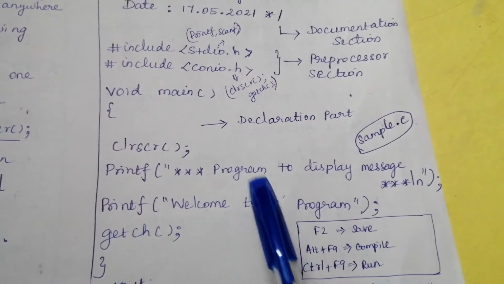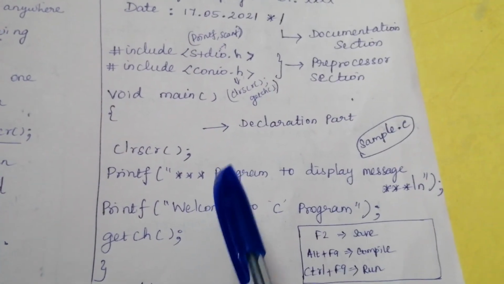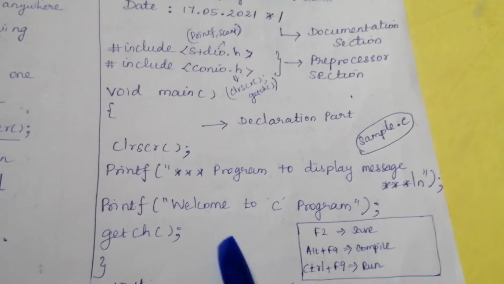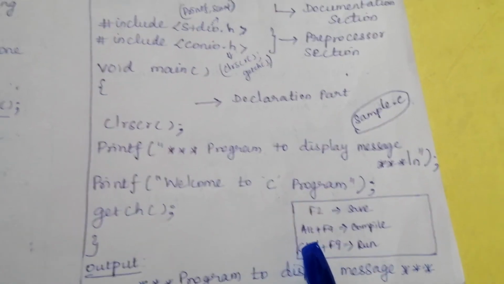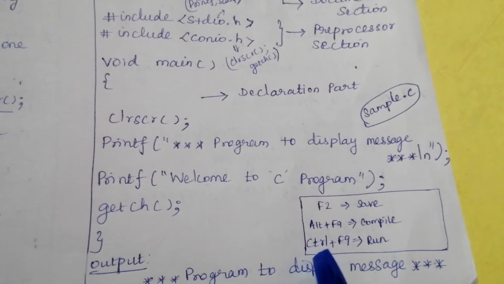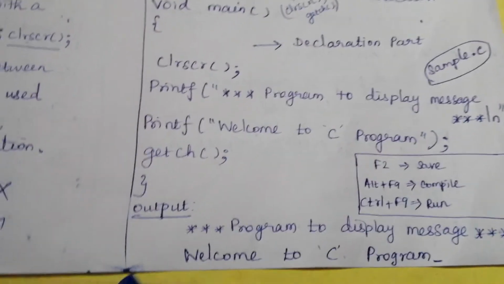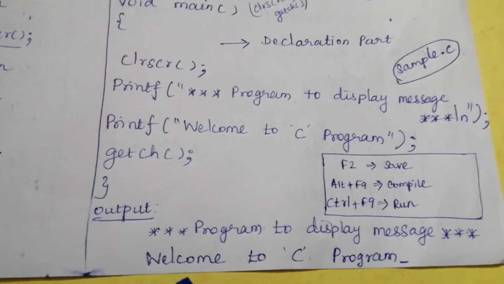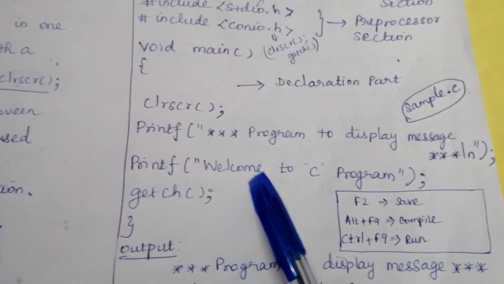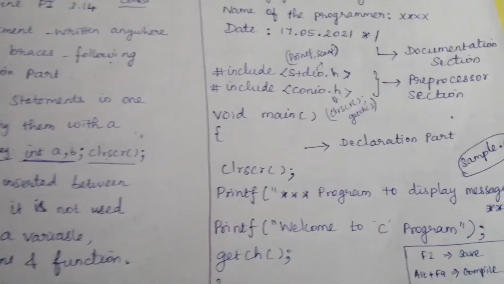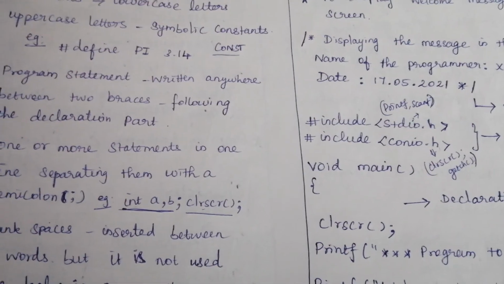If there is no error, you can move to the running option. If it has an error, you have to rectify that particular error. That is debugging. After rectifying the error, you can move to running the program. For that you can use the shortcut key Control plus F9. It displays a console box on the screen: program to display message. After that it will display welcome to C program. So this is the output for the corresponding program. This is the way to write a C program. This is about the structure of a C program.